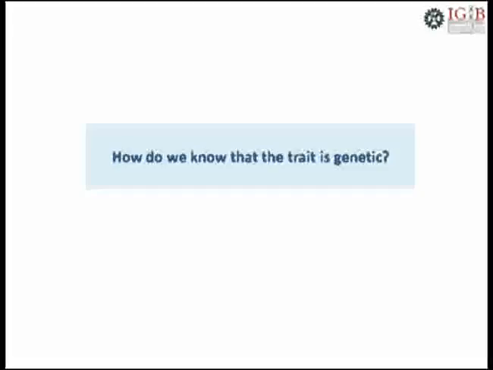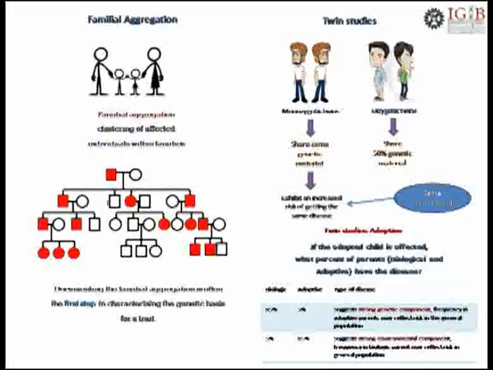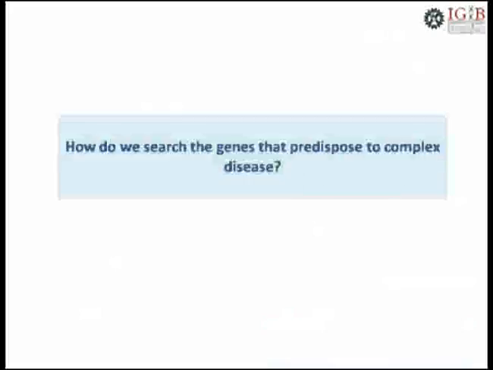How do we know the trait is genetic? First thing is familial aggregation, and most of this data is coming from the twin study, monozygotic and dizygotic twins, and recently with the adoptive kids also we can tell something about whether the trait is genetic or not. How do we search the genes?